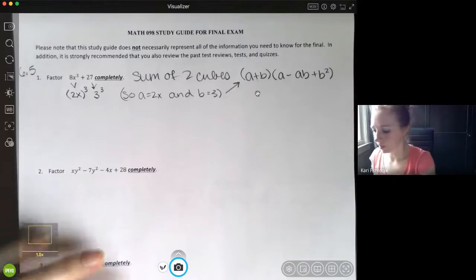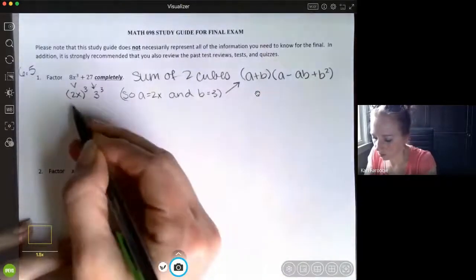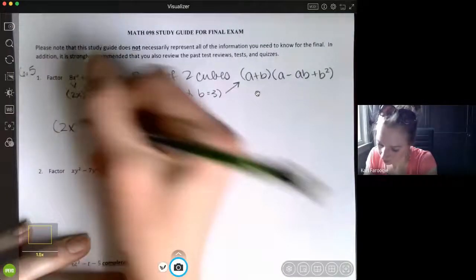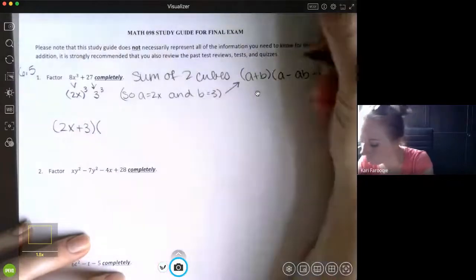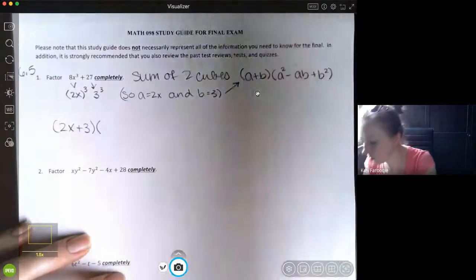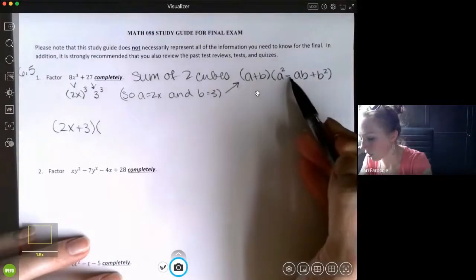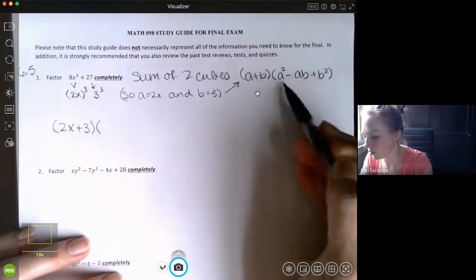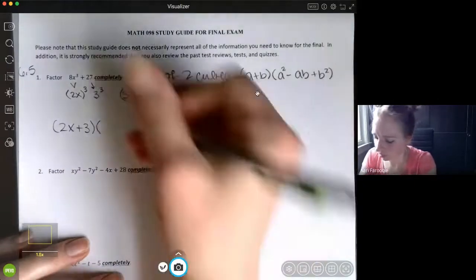Okay. Well, wonderful. A plus B then. So A would be 2x plus B means plus 3. Oh gosh, you know what? I forgot the a squared in my formula. You guys, I'm falling apart here. It's a squared minus ab plus b squared. Those pieces are always squared. Sorry about that. I knew that looked funny when I wrote it.